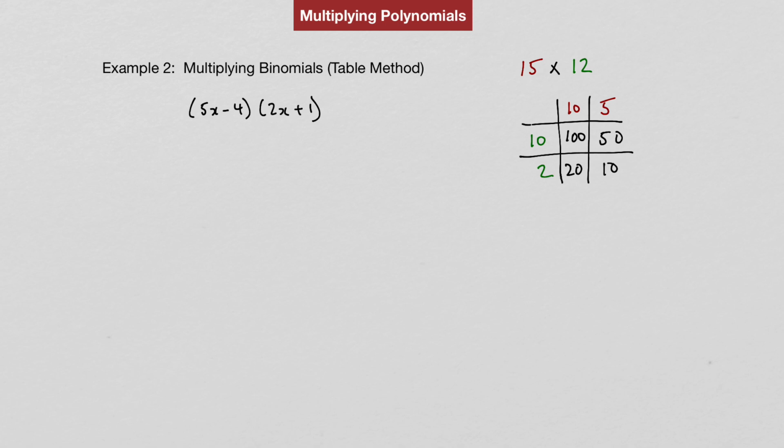If we were to add up these four numbers here in black, we would get 100 plus 50 plus 20 plus 10. We add all of that up and we get 180. Okay, so that's the table method with just numbers. So let's go ahead and apply that to binomials. So over here we're going to draw a table again.